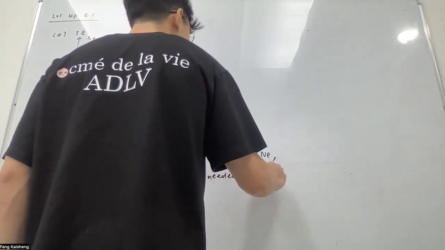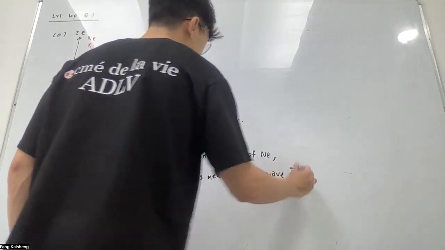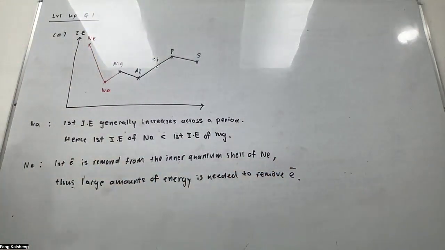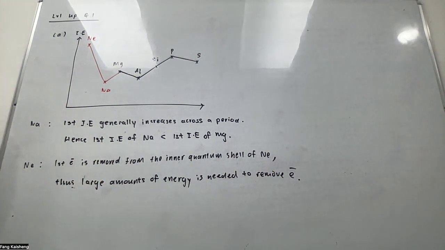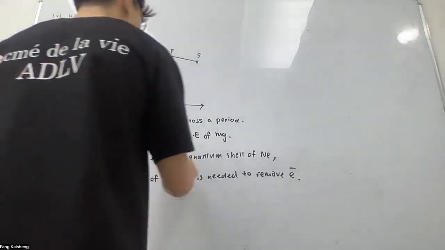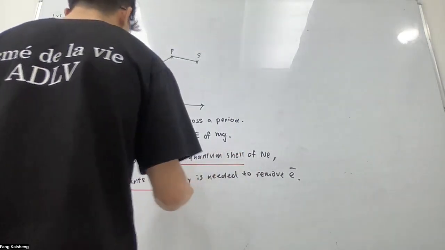I know we talk about attractions and all that stuff. Again, it's 1 mark. Let's get to it. So large amounts of energy is needed to remove the electron, and you can basically end off the answer. You've gotten the point across. So it's all about inner quantum shell, large amounts of energy.